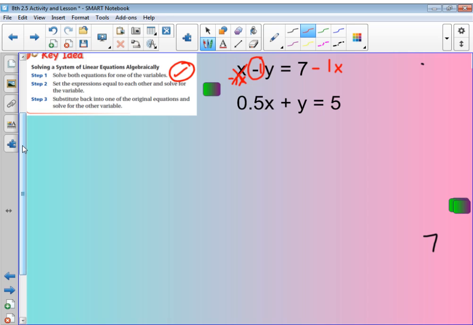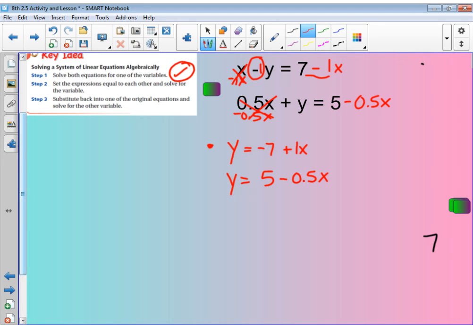So if I did the opposite of y here, negative y, that would be a positive y. If I did the opposite of +7, that would now become a -7. And if I did the opposite of a -1x, that would become a +1x. So there's my first equation. My second equation, we're going to go ahead and get rid of this 0.5x by subtracting it. Okay, so now for my second equation, I have y equals 5 minus 0.5x.